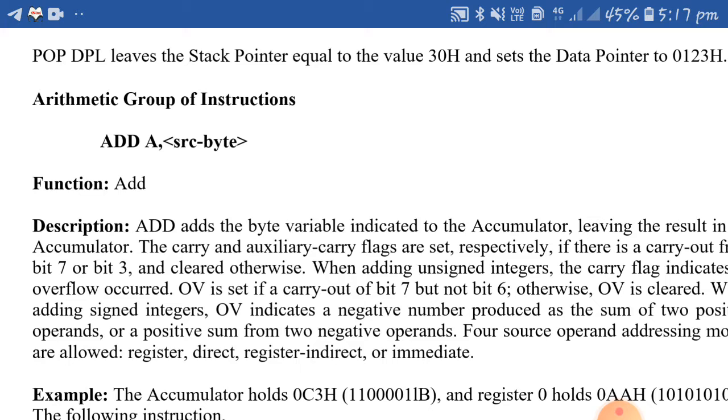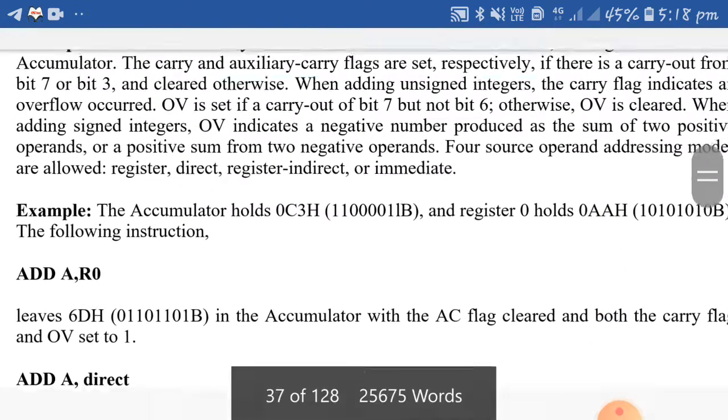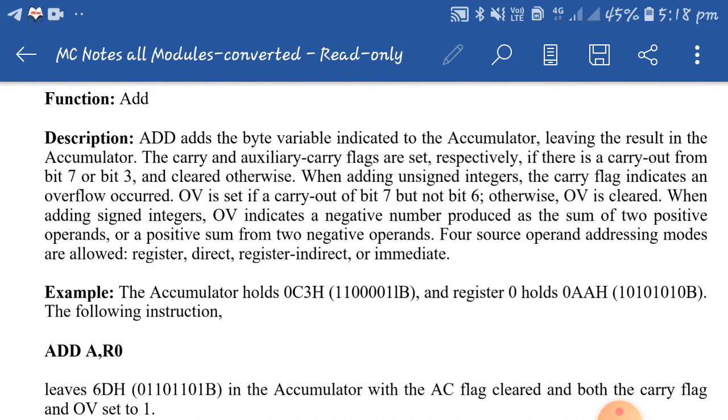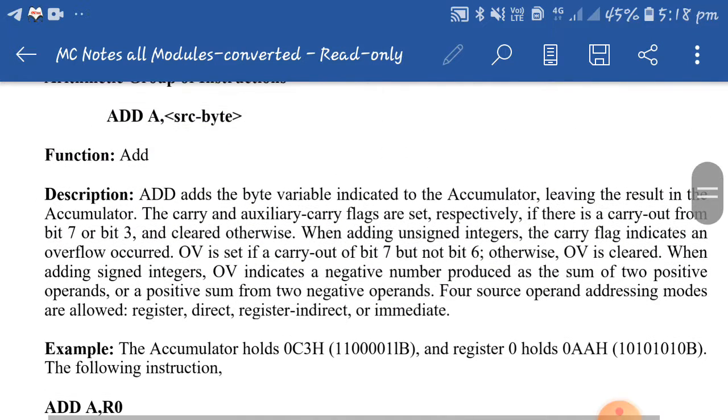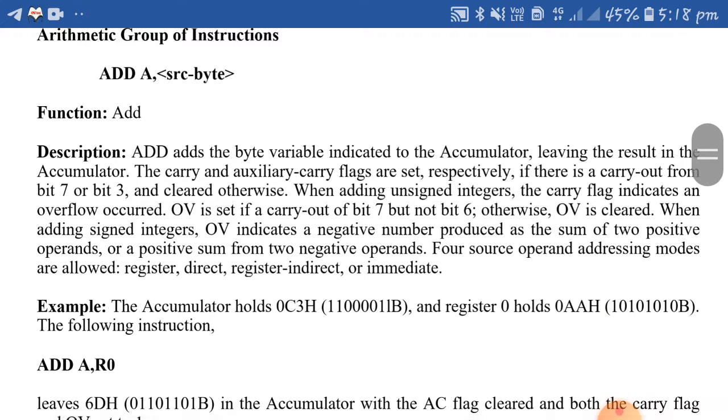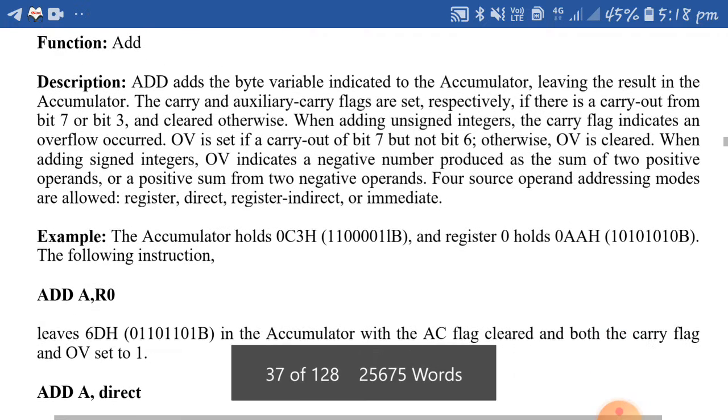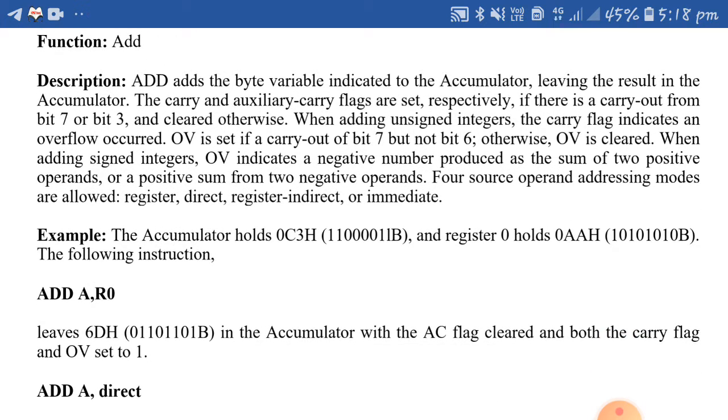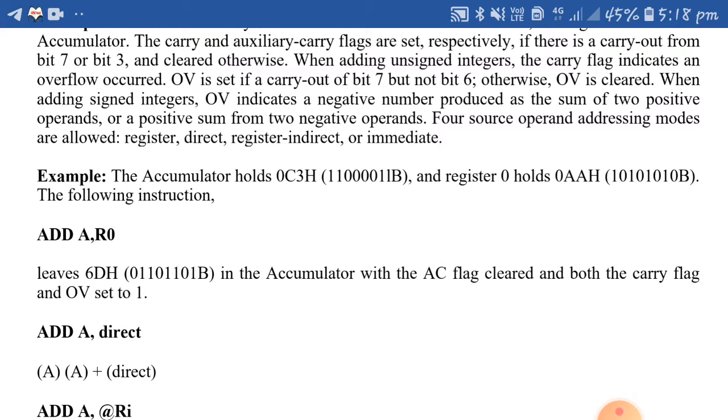It is going to perform the add operation. The add operation happens between the accumulator and the source byte, and the result is again stored in the accumulator. Here, different flags are affected in all arithmetic group instructions. That's why overflow is given here: if there is a carry out from bit 7 but not bit 6, overflow is set, otherwise overflow is cleared, and you will get a carry from the last bit, the D7th bit of the number.